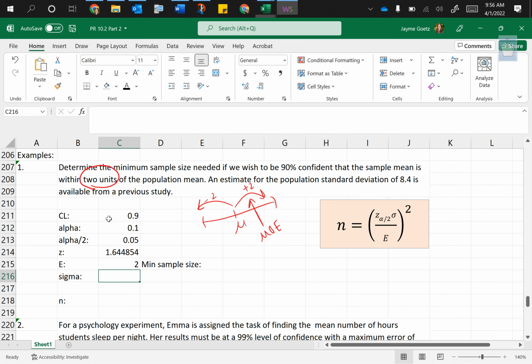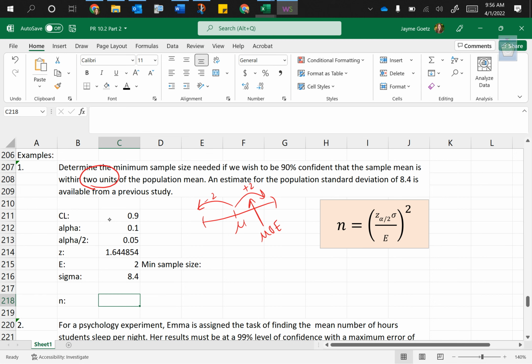And then what did they say my sigma was again? 8.4, very good. Now, we need to think about how we're going to put this into our Excel cell, because we have some multiplication, division, and squaring. So inside of my parentheses, I'm going to have my z-value times my sigma divided by e. That's okay. Order of operations will definitely handle that.